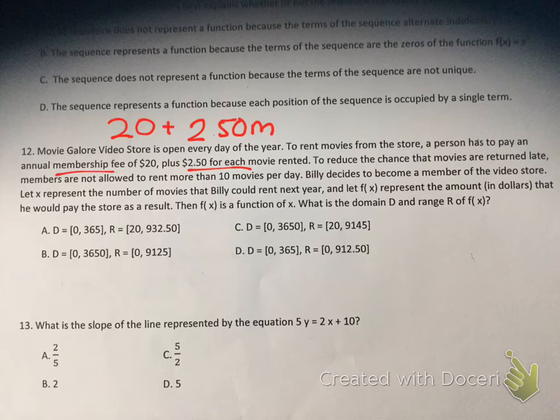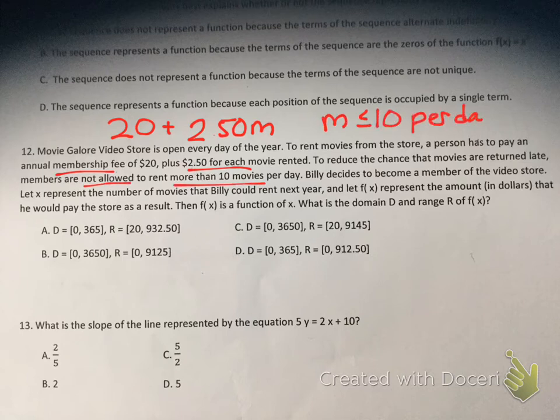First thing to realize is that he's paying $2.50 for each movie rented, and then he has an annual membership fee of $20. That would be like the equation 20 plus 2.50 M. That's just at least understanding how much money is being spent on all of these movies.